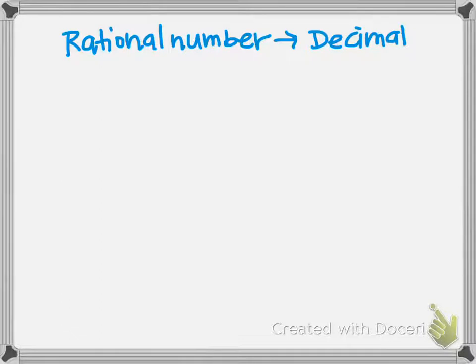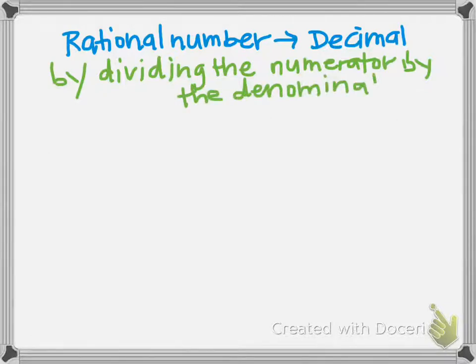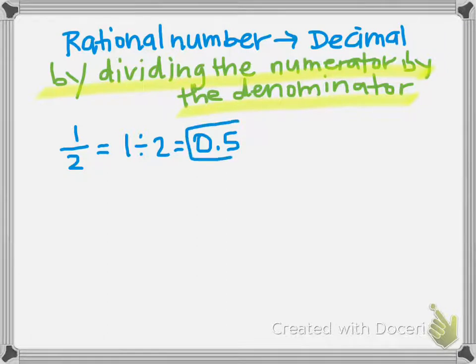And you do that by dividing the numerator by the denominator. Okay, the numerator is on the top part of the fraction, the denominator is on the bottom part of the fraction. Okay, 1/2 is 1 divided by 2, and you get 0.5. That's a decimal for 1/2. If you have 2/5, that's 2 divided by 5, which gives you 0.4.